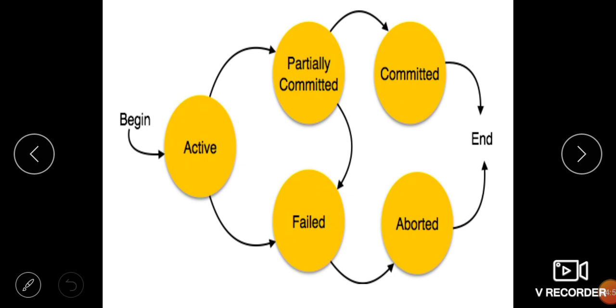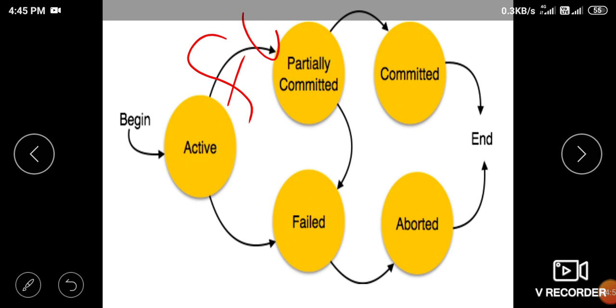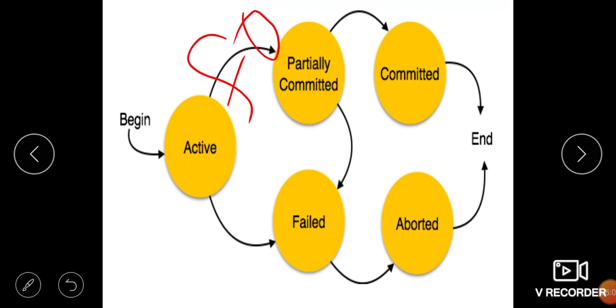partially committed. In the partially committed state, the transaction has executed its final operation. Now when it goes to the committed state, it means that it has performed all the operations successfully, and it is said to be committed. All its effects are now permanently established on the database system.